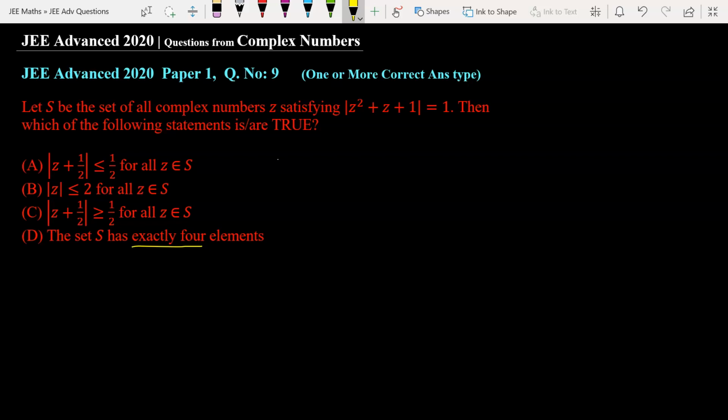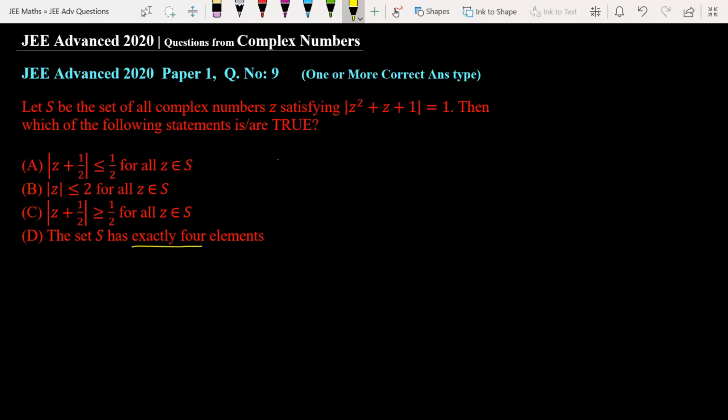But that is not the case, because this is actually a complex number, isn't it? z square plus z plus 1 is a complex number because z is a complex number. A complex number whose magnitude is 1. For this equation, there are infinitely many possible solutions. For example, the magnitude of 1 is 1, the magnitude of minus 1 is 1, the magnitude of iota is also 1, the magnitude of minus iota is also 1. This complex number z square plus z plus 1 can have infinite possibilities.